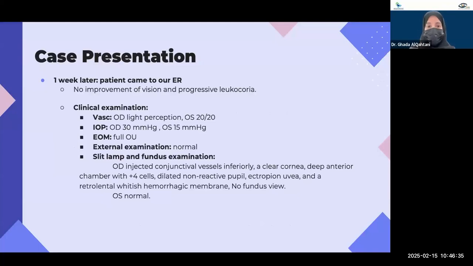Extraocular motility and external examination were all within normal. Slit lamp and fundus exam showed injected conjunctival vessels, mainly inferiorly in the right. Also, there was a clear cornea, deep anterior chamber with +4 cells. The pupil was dilated and non-reactive. There was ectropion uvea and a retrolental whitish hemorrhagic membrane, with no further view to the fundus. The left eye was completely normal.